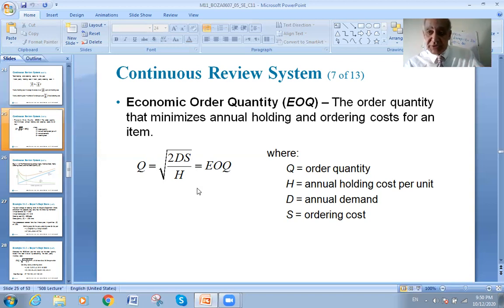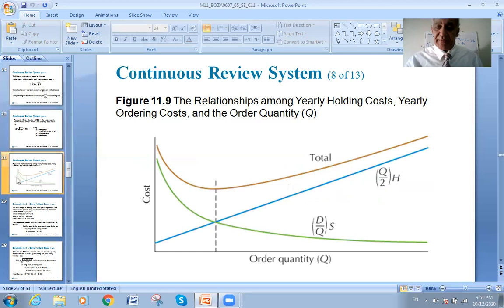The only thing I want you to know is that the economic order quantity is that quantity which satisfies all the needs which we want in the company, and at the same time it makes the holding costs and the acquisition costs, which are the total costs, be at the lowest level. So no lower cost than this at the economic order quantity.